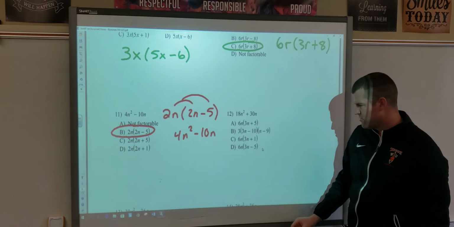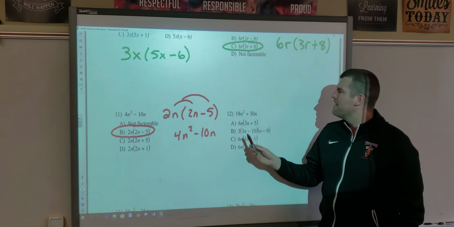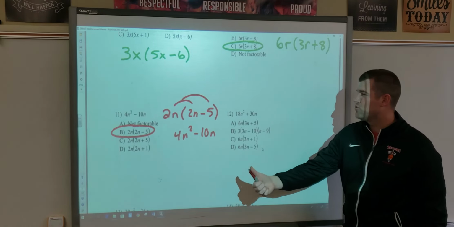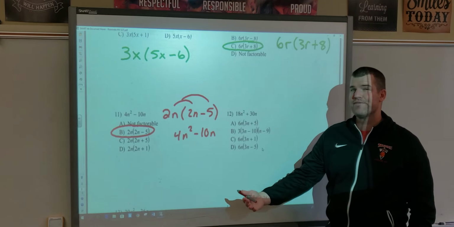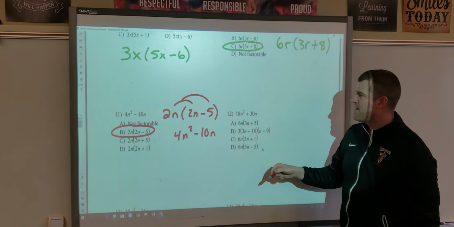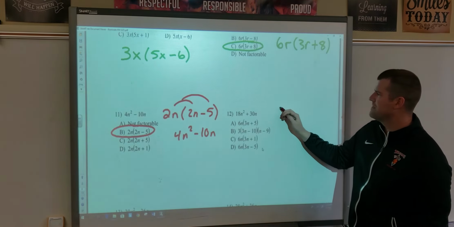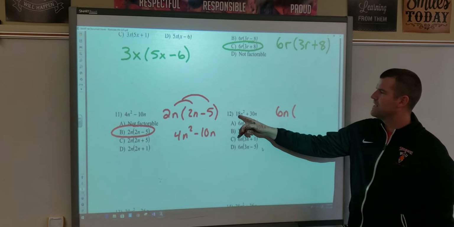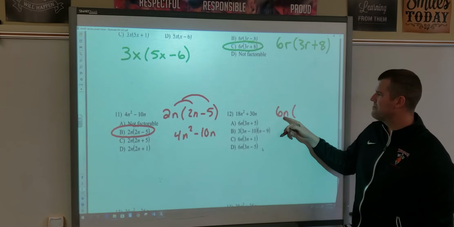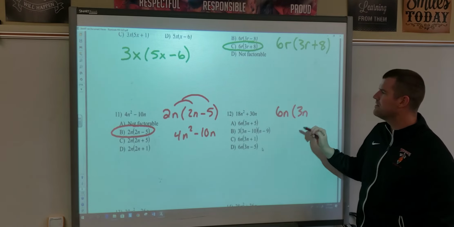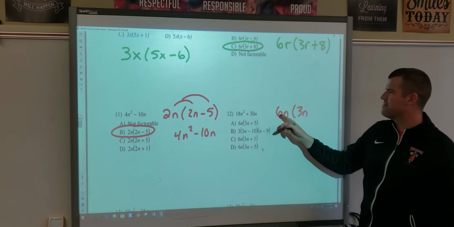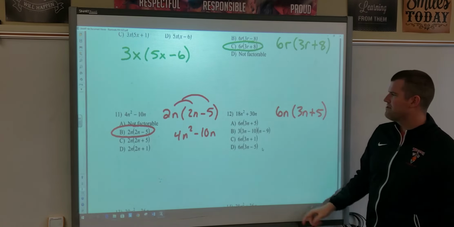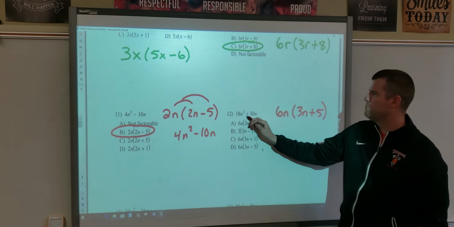And then our last one, number 12. Oh wait, not last one, I lied. 18n squared plus 30n. Again, I might take out 2, I might take out 3, because those are common factors. But the greatest common factor for 18 and 30 is going to be 6. And then again, we can take out n. To get to 18n squared, I need to do 6n times 3n. And then to get to 30n, that's going to be 6n times positive 5. So my final answer here, 6n times 3n plus 5.